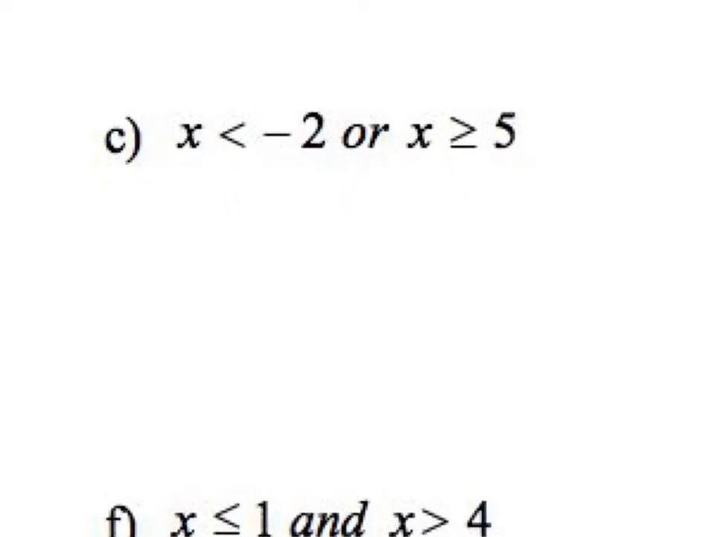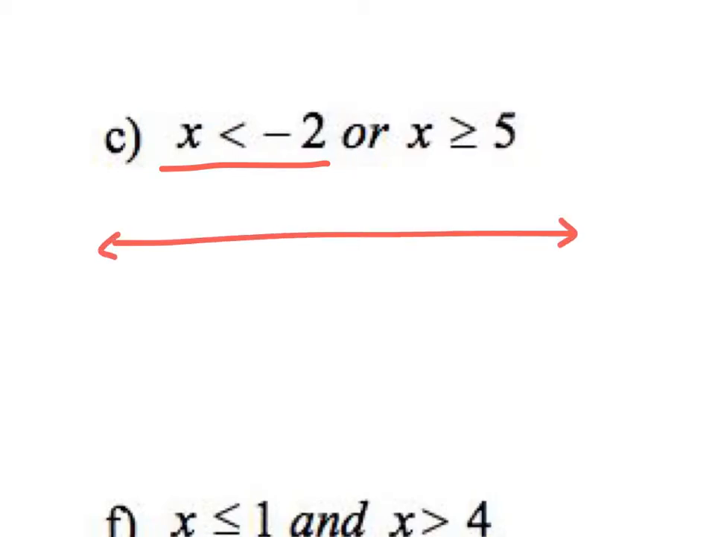This is a union. So for this one, let's graph x is less than -2. So let me put in 0, -2, and 5, just like we had. And x is going to be less than -2, so we're going to be smaller than -2. We're not going to include it, so put a parenthesis there.